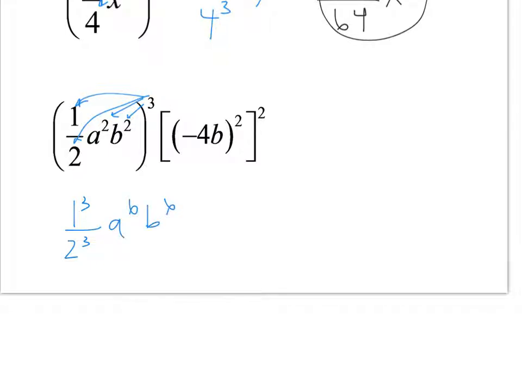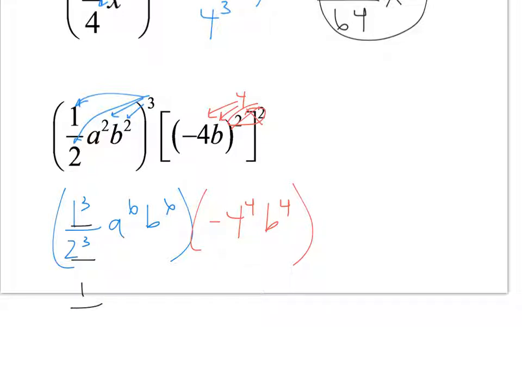And then over here, this other one, I'm going to simplify the 2's first. That changes to a 4, and then distribute the 4. So when I do that, I get negative 4, let's put this in parentheses here, negative 4 to the 4th, and b to the 4th. And now we want to simplify everything here. So 1 cubed is 1, 2 cubed is 8, a to the 6th, b to the 6th, all times negative 4 to the 4th is 256, b to the 4th.